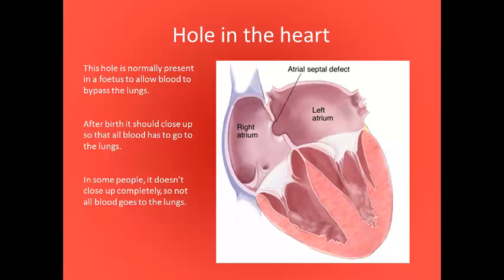Now, after birth, there are flaps over this hole which normally close up, but in some people it doesn't close up, and therefore they don't get all of their blood going to their lungs on each cycle.